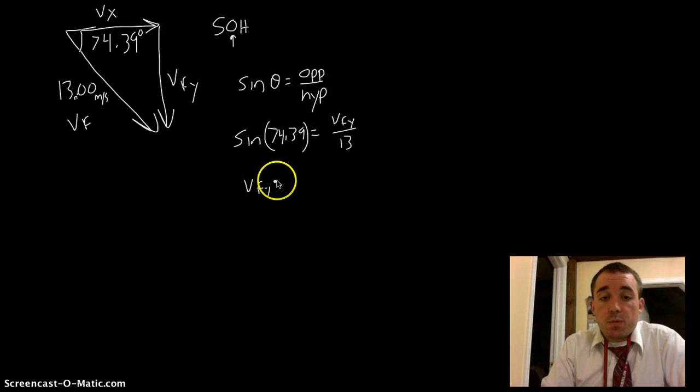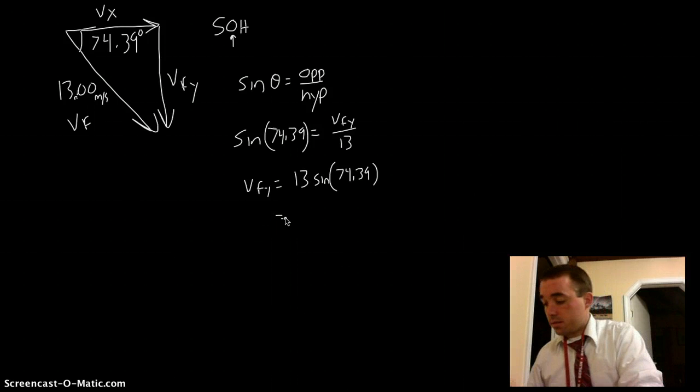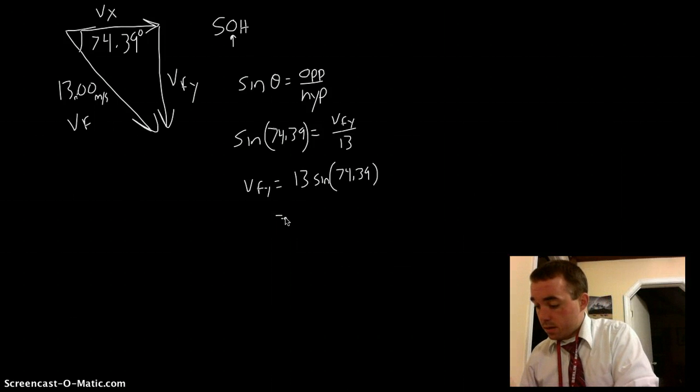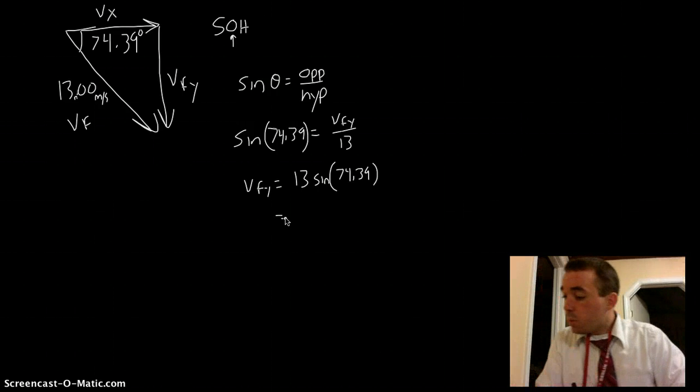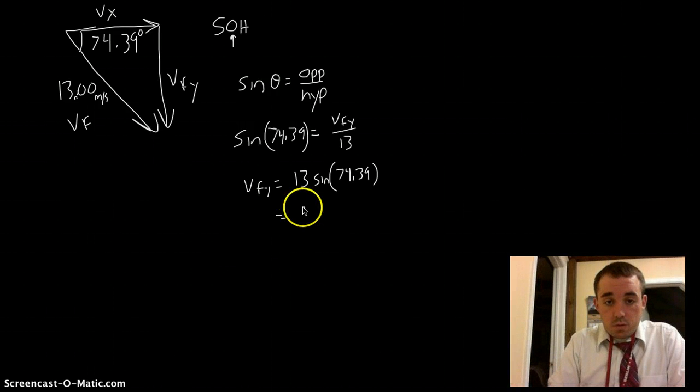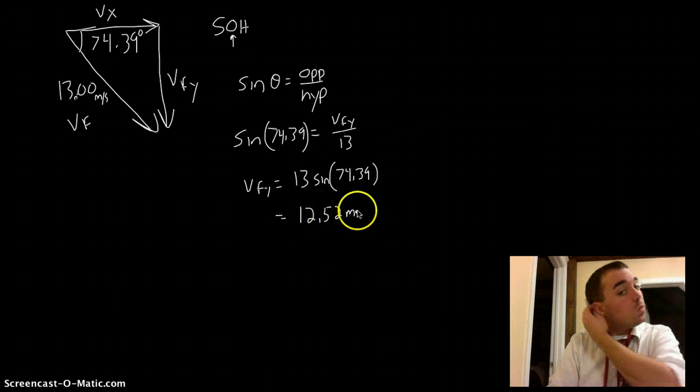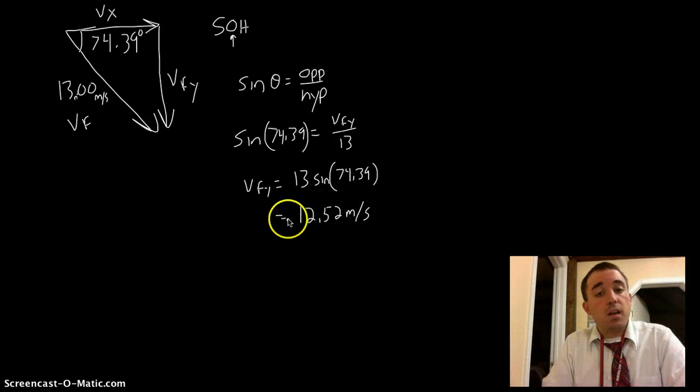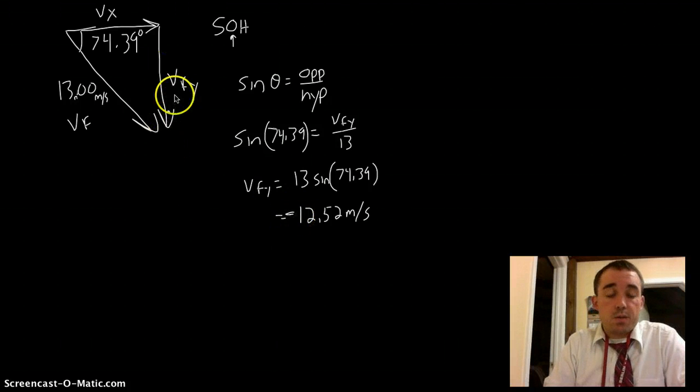Multiplying up, VFY is 13 sine 74.39, which is going to give us 13 times sine 74.39, 12.52 meters per second. Really, that's going to be downward because it's going down.